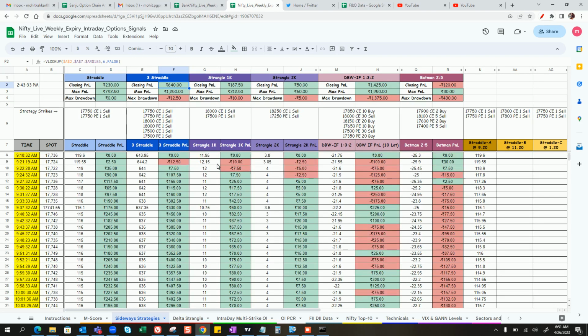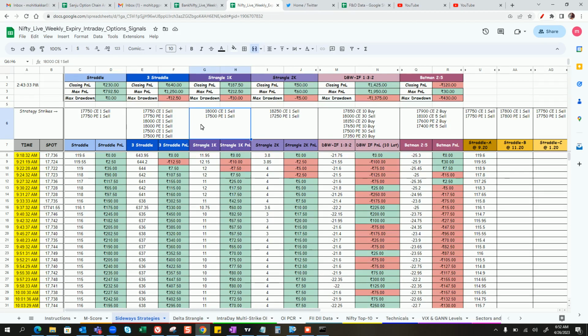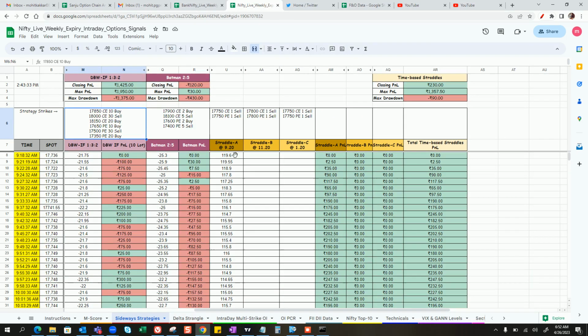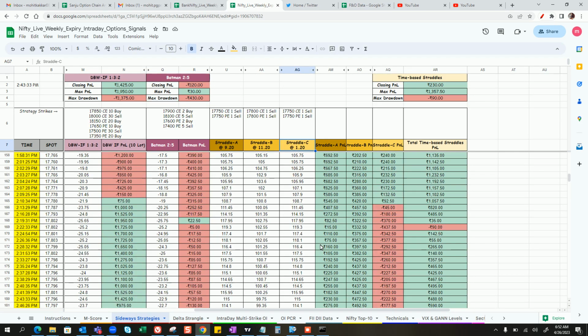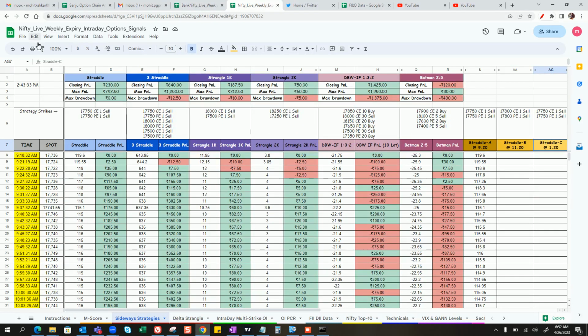These are plain option selling strategies where we are not adjusting anything. If we enter in the morning, we carry it till the end. Then there are strangles, double broken wing, Ironfly, Batman, and time-based straddles, meaning we enter at 9:20, then at 11:20, and after 2 hours again we enter another straddle. So likewise, this is live PNL that gets updated. You can see in the day what the max profit was, how much max loss it went to, and towards the closing what the PNL was.